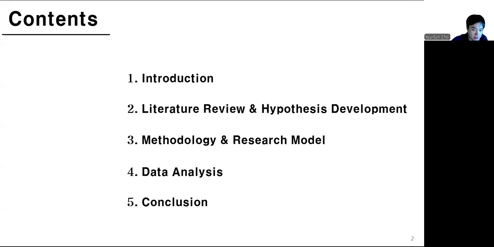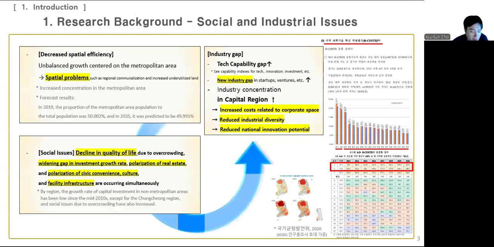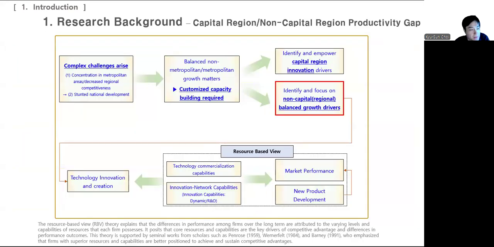These are the contents. Okay, introduction. As for introduction, you can see from here, unbalanced growth in South Korea has led to decreased spatial efficiency and significant social issues, especially in overcrowded capital regions. There's also a growing industry gap between the capital and non-capital areas, particularly in tech capabilities and startups. And this industrial gap is my focus for this research.